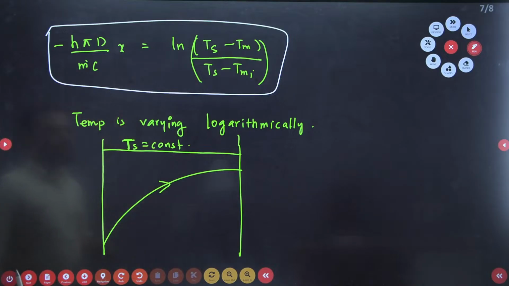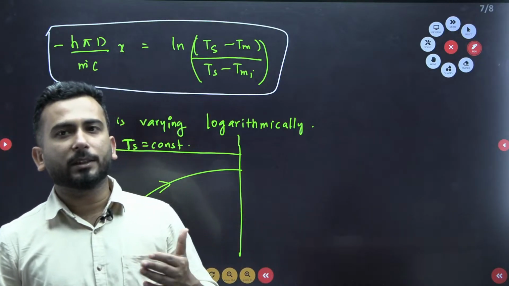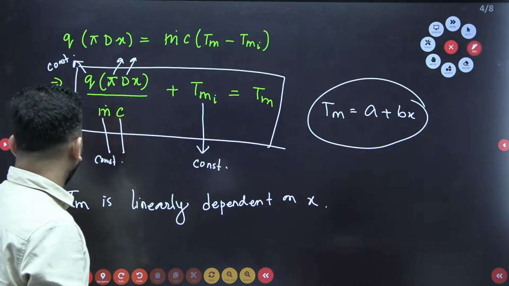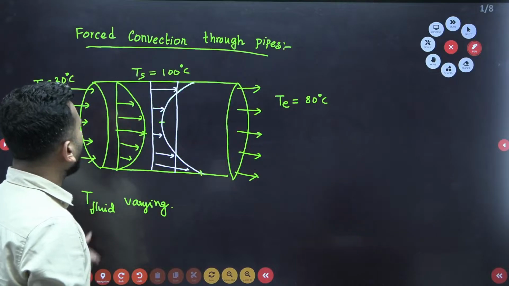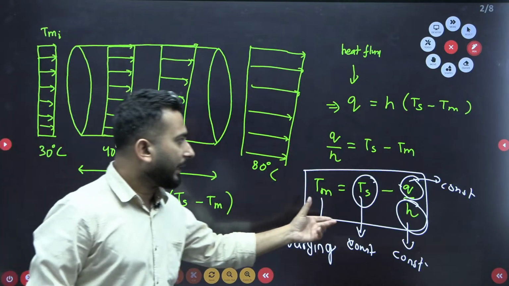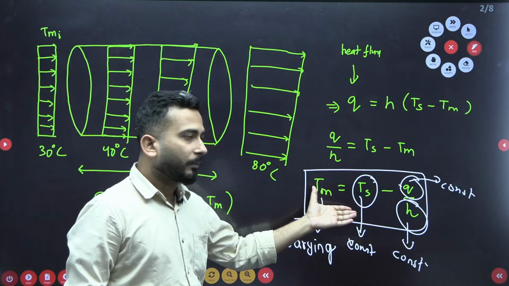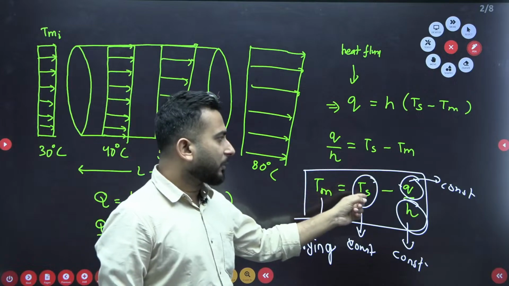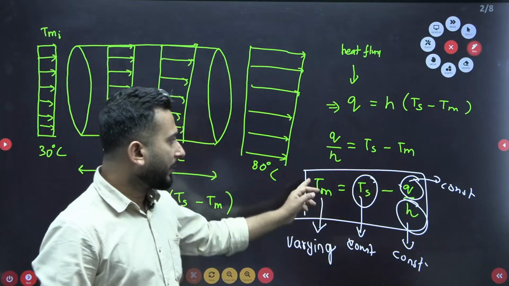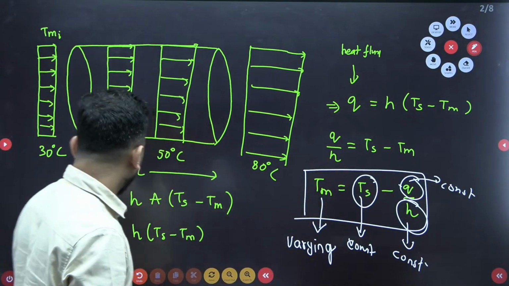So we have discussed two cases. First case was what? I'll just quickly brief you what we are discussing. Forced convection through pipes we are discussing. I told you that this is the general expression that we have got. There we saw that at one time h is always constant, at one time both cannot be constant because Tm is varying. So once we will make q as constant, once you will make Ts as constant.